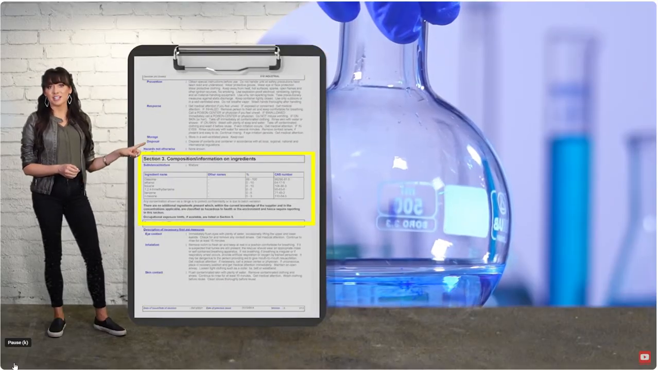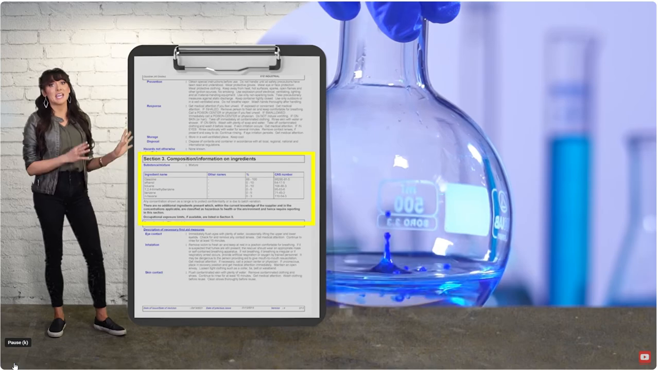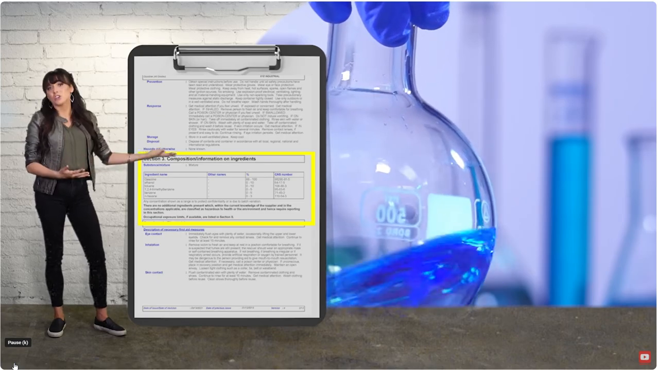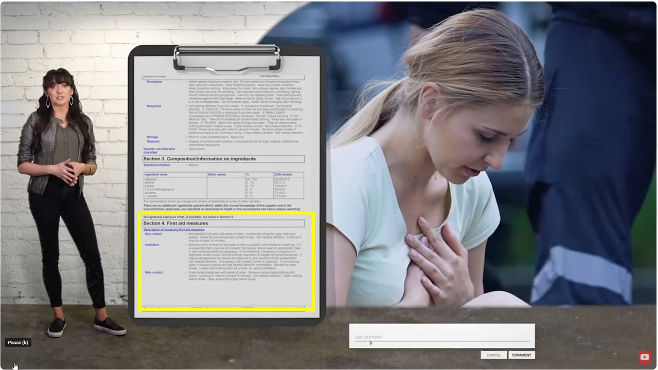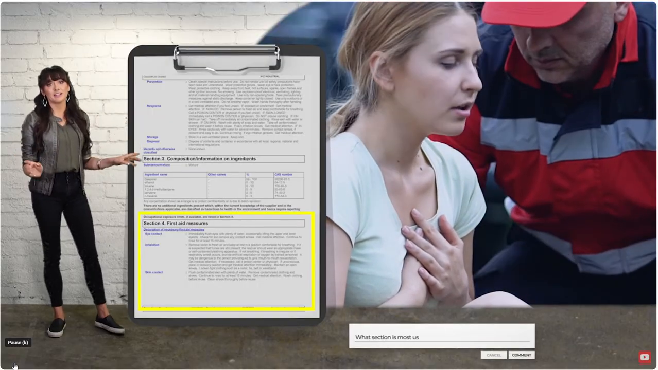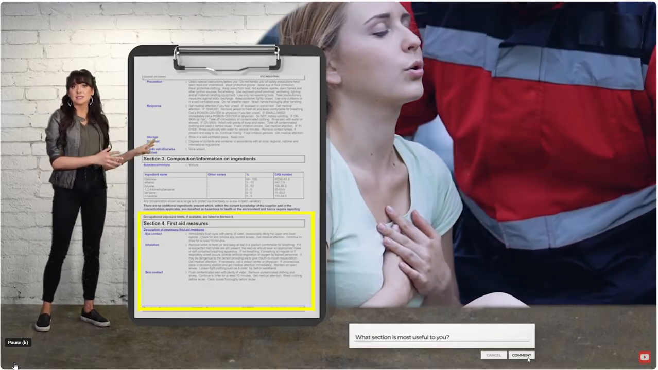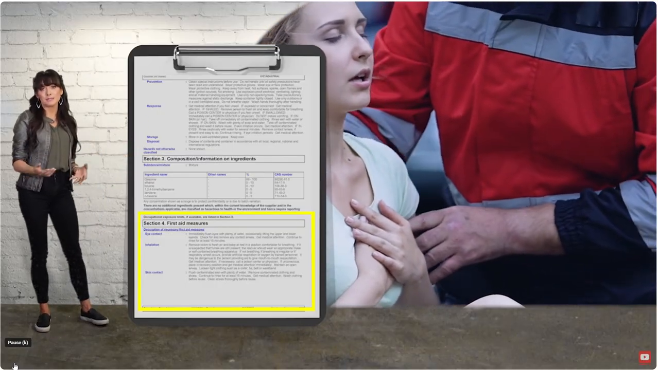Section 3, Composition, Information on Ingredients. Here you can find out what's actually in the substance. Section 4, First Aid Measures. This one is super important. Look in this section to find symptoms, effects, and required treatment.